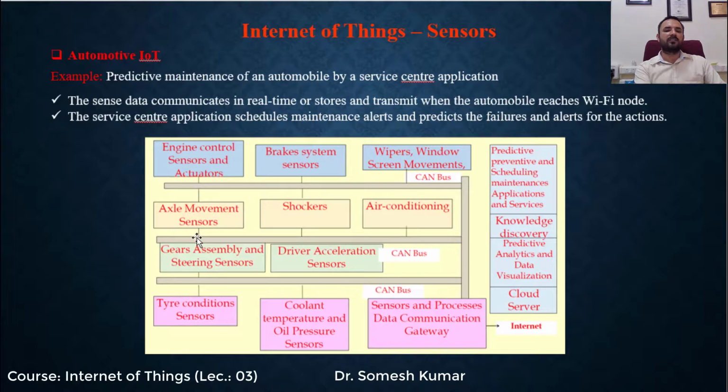There are also other sensors available, like axle movement sensors, shockers, and air conditioning. If the temperature reaches high, your AC automatically turns on, and if the temperature is under control, your AC automatically turns off. Other sensors include gear assembly and steering sensors, driver acceleration sensors, coolant temperature, and oil pressure sensors. If the temperature of your engine increases, the sensors can sense it. All these sensors are available in your automotive car, and this information is sent to the internet or stored on a cloud server.